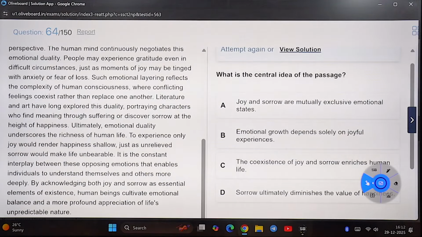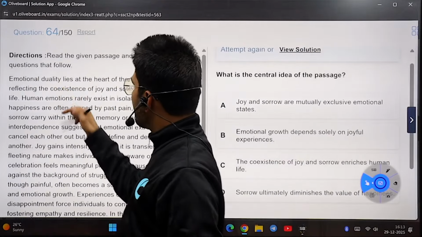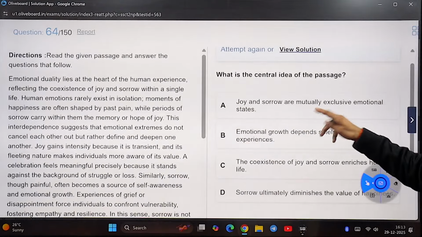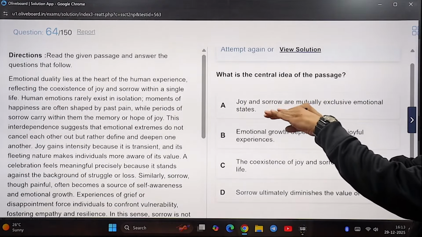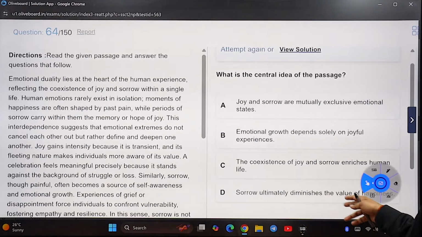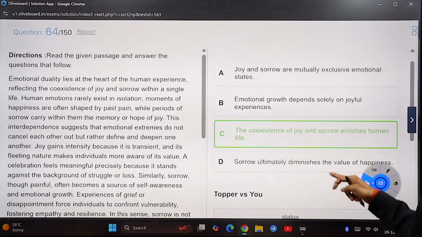Done. Exactly. The passage doesn't mention joy alone. It says the duality, coexistence of joy and sorrow. Done. Coexistence of joy and sorrow. Joy and sorrow are exclusive? No, they coexist, exist at the same time with each other within a single life. Only on this, only on that, it diminishes, depends on this alone? No, the coexistence of joy and sorrow, enriching human life.